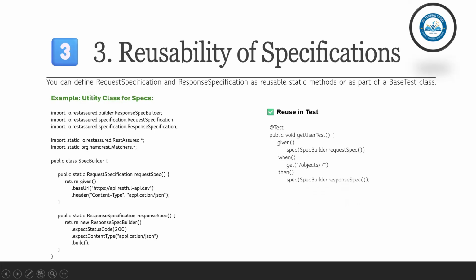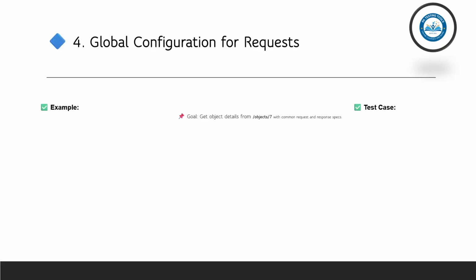Then you have to verify the response status code, correct? Response status code as well as the content type. So you can use dot spec, spec builder dot response spec. This is going to verify the response code as well as the content type, right? And what next? Finally done. So this is how we can use the request and response specifications in your test.